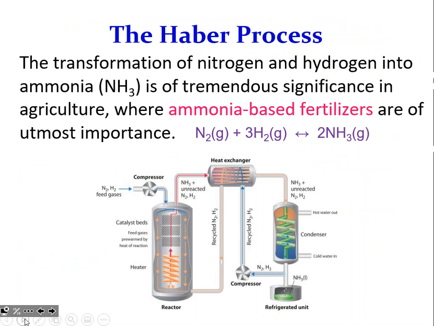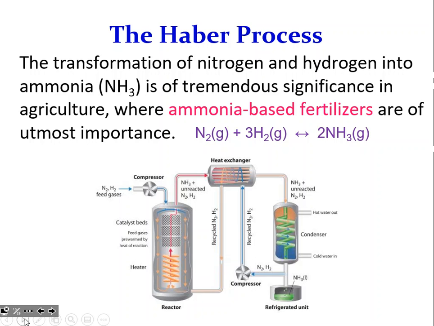The Haber process. So transformation of nitrogen and hydrogen into ammonia. This is a very important application that's noted also in many textbooks and online references for equilibrium, because we need ammonia to be put in fertilizers for agriculture. Of course, production of food is very important. And you want to maximize the output of the ammonia from the nitrogen and hydrogen gases that get fed in there.